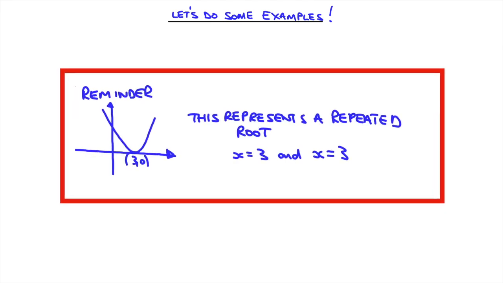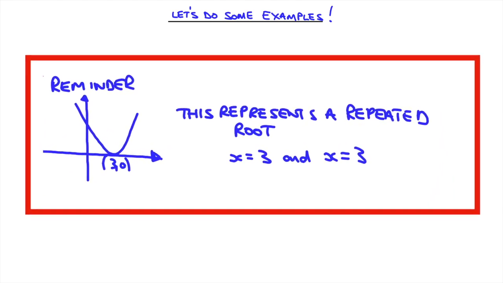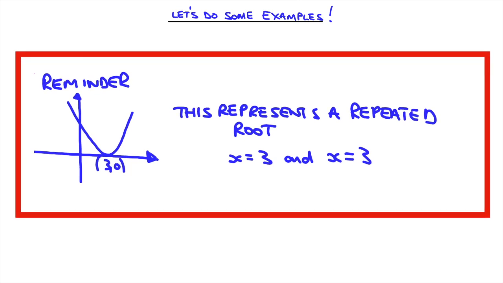Now here's a reminder. If you were given that graph and you were asked to find the family of parabolas, it wouldn't just be x equals 3. That's sitting on the axis. Remember, that represents a repeated root. Again, you covered this in Nat 5 and in the course that we've done this year, x equals 3 and x equals 3. So remember, sitting on the axis like that represents a repeated root.